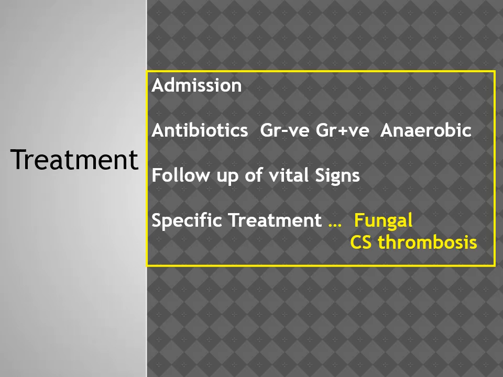The most important thing concerning the treatment of orbital cellulitis is admission, by which I mean hospitalization. The patient should be admitted to the hospital and receive broad-spectrum antibiotics covering both gram-negative and gram-positive and anaerobic infections. Follow up the vital signs. If we feel that the condition is worsening, we must intervene by drainage of the abscess.